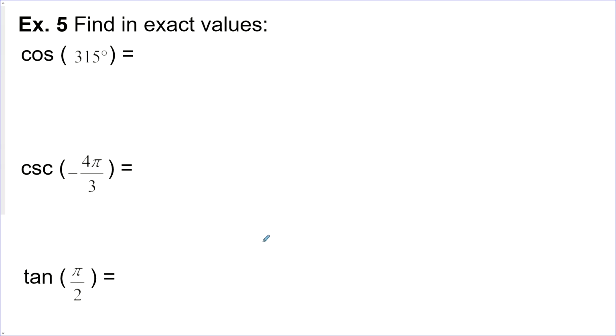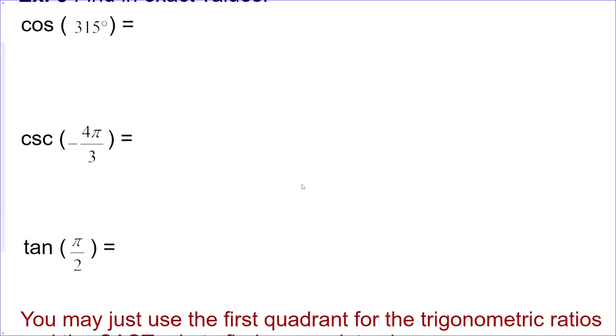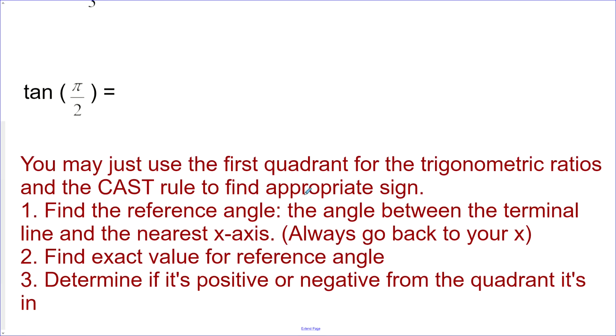Example 5, we want to find these in exact values. And some people don't like to use the unit circle. So there is another method we'll go over, and that is just to use the first quadrant for everything. So you can find the reference angle, which should be from 0 to 90 degrees, or 0 to pi/2. It's the angle between the terminal arm and the nearest x-axis.